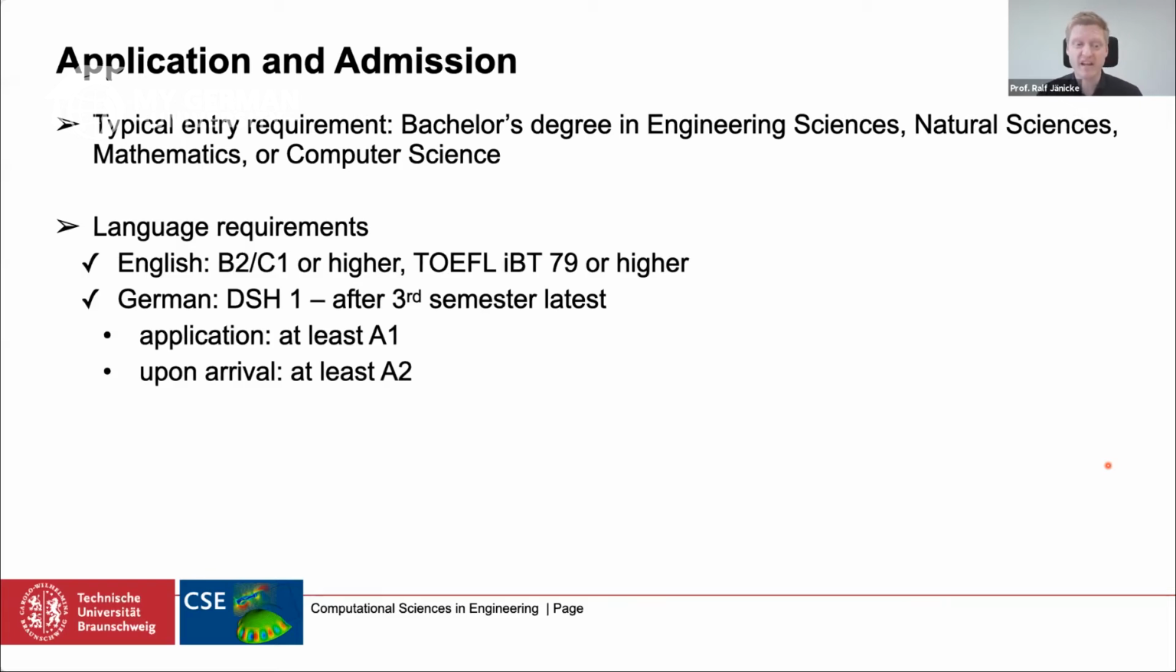Language requirements: English, that's B2, C1 or higher, or TOEFL with at least 79 points. And that's related to our German or bilingual profile, the German certificate DSH1, but you don't need to bring that. This is to be achieved at the latest after the 3rd semester. What you need for application is to prove level A1, and later on upon arrival, level A2. Exemptions are for those who have had education in German before, but you can find more information on our admission site, or you can ask Annika in the chat.